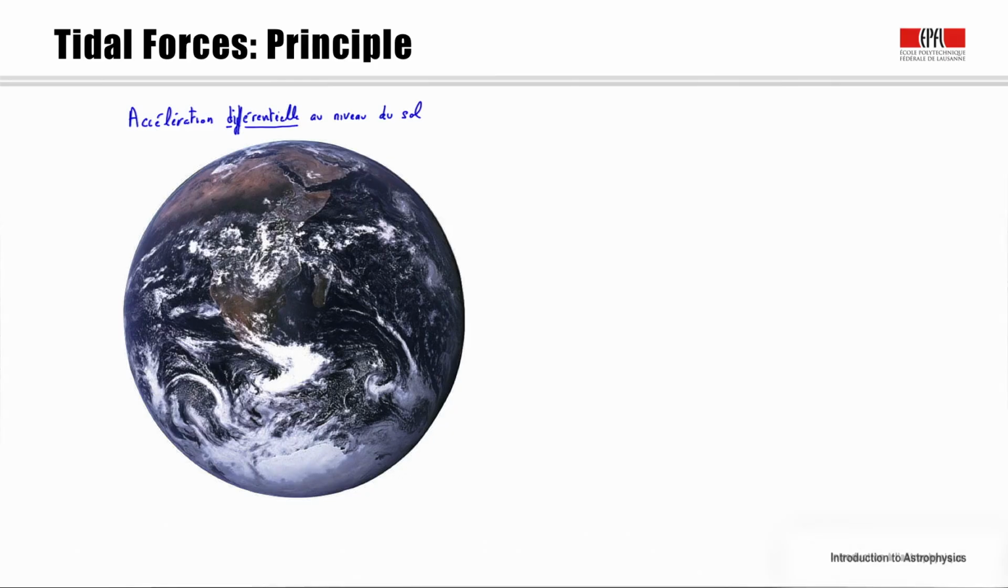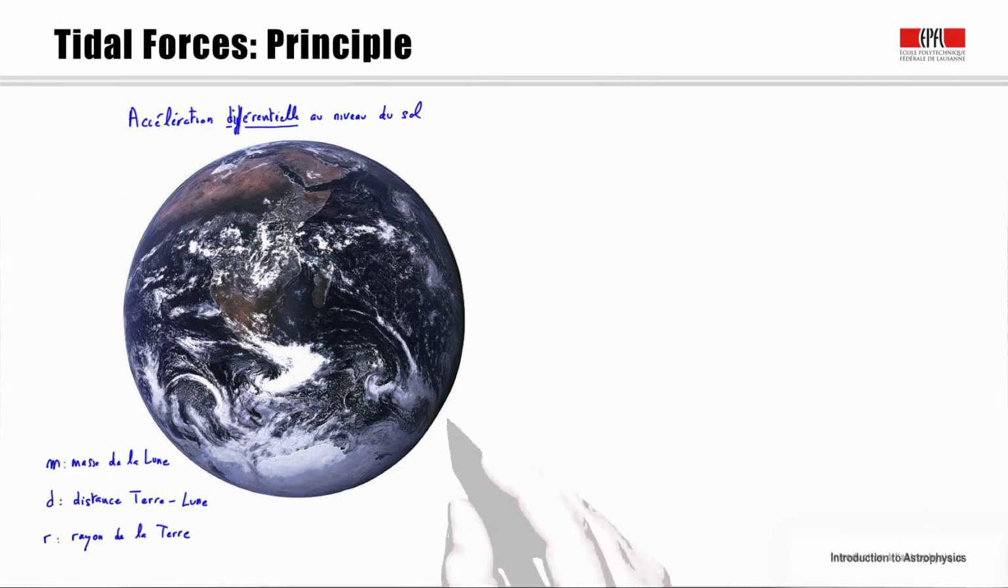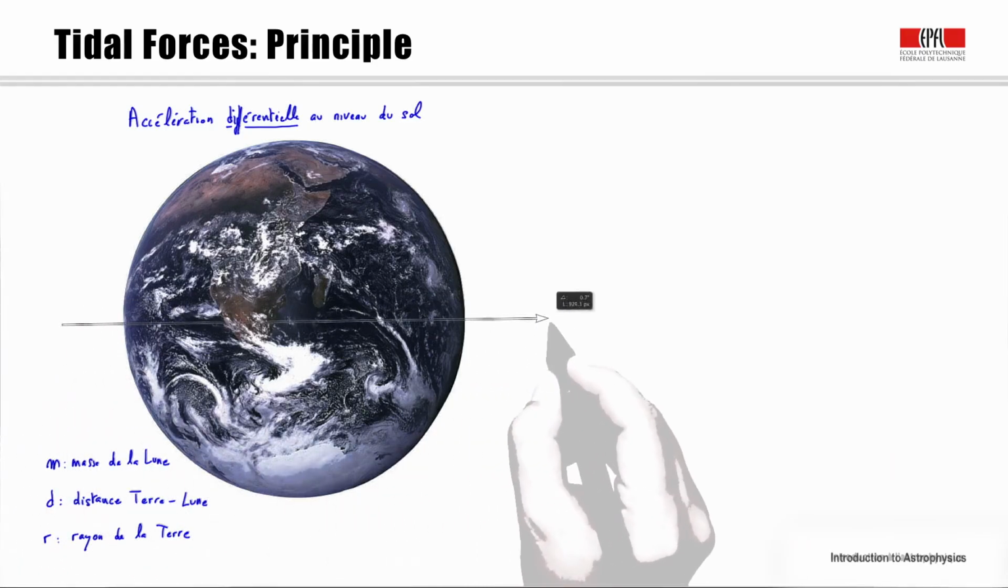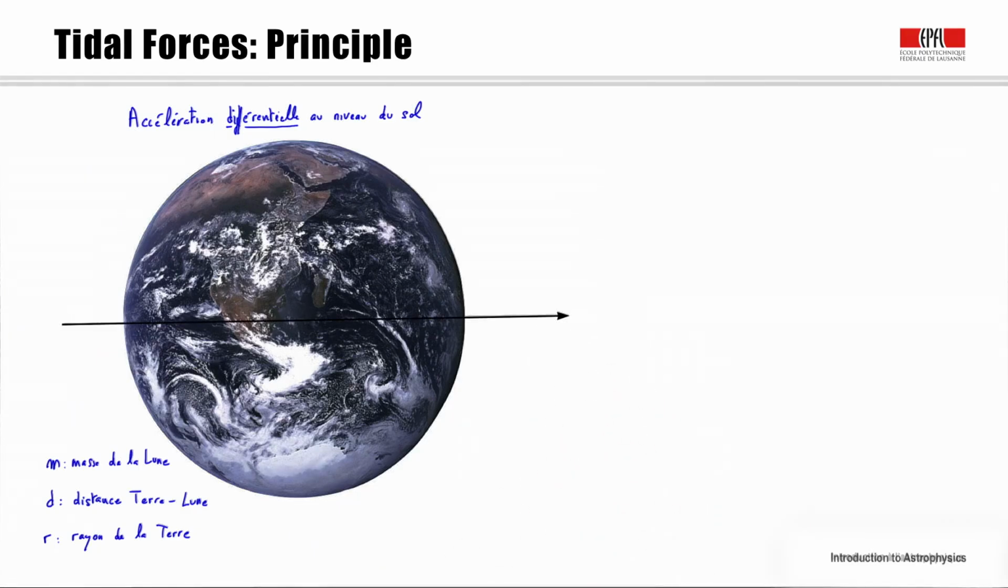In order to illustrate the situation, let's consider the Earth and the Moon with a mass m. The Moon is at the distance d from the Earth. R is the radius of the Earth. Let's calculate the tidal forces at two different points on the Earth. The observer is placed on the Moon's orbital plane. The arrow points in the direction of the Moon that has a gravitational influence on the Earth.